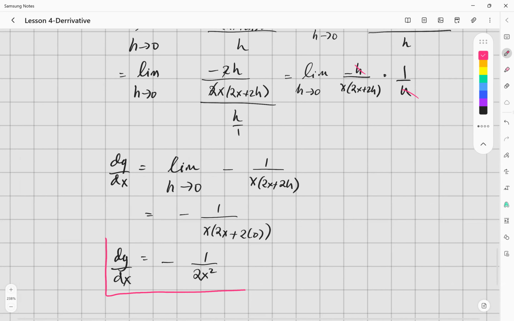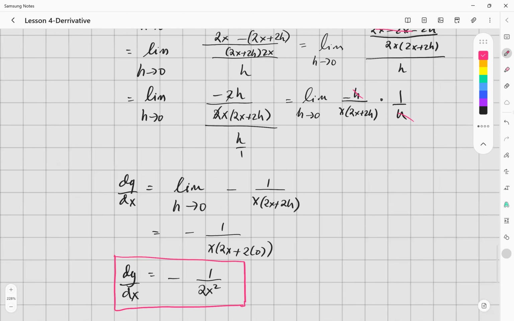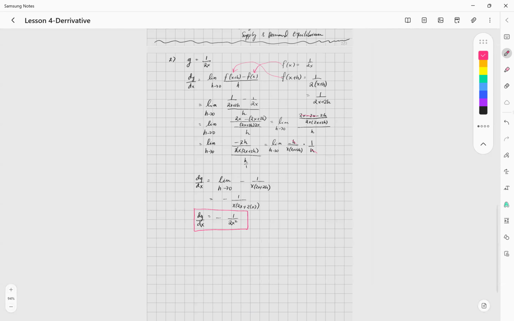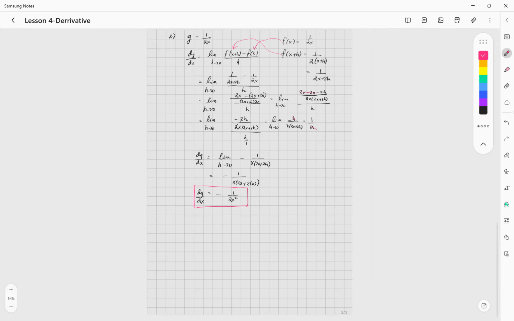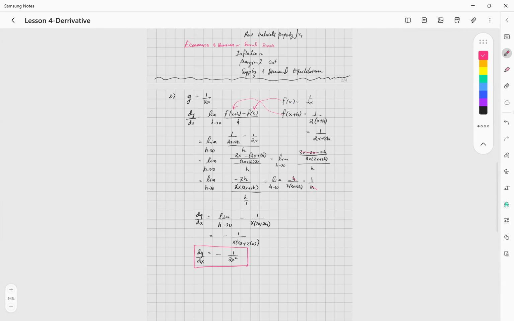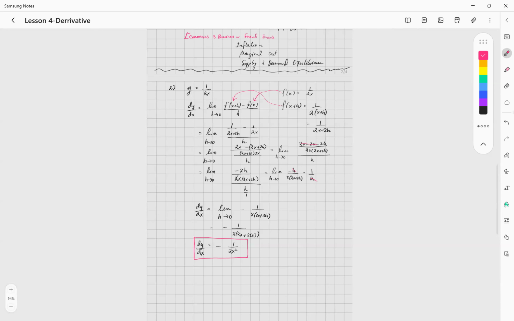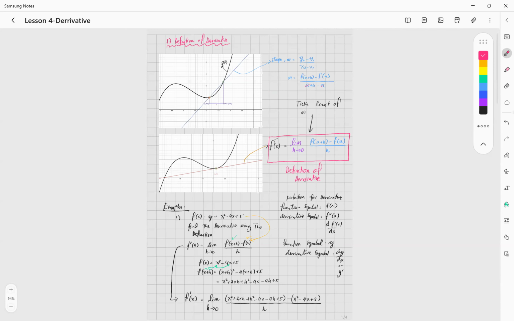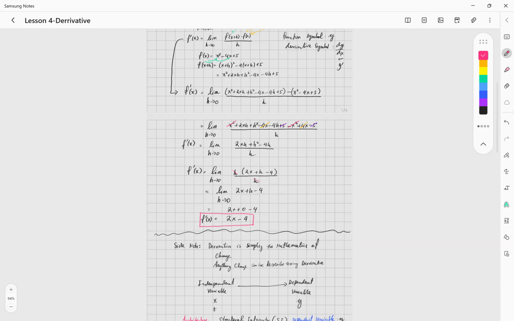Okay, so I know this calculation using the definition is long. But later on when you use a much simpler problem, I think the calculation becomes much easier. Okay, so this is the definition of derivative. Any questions?